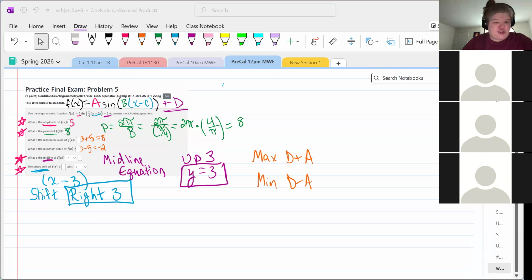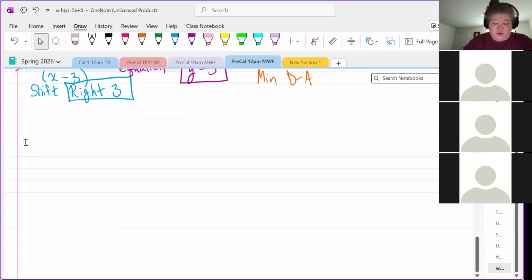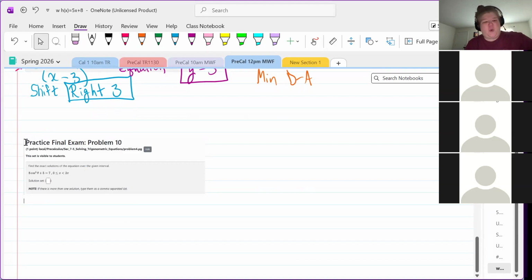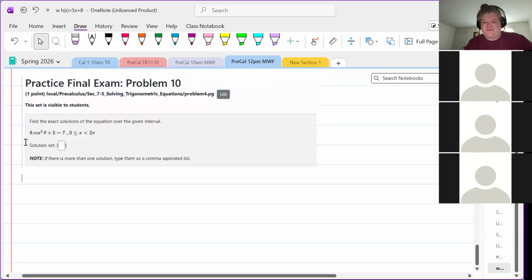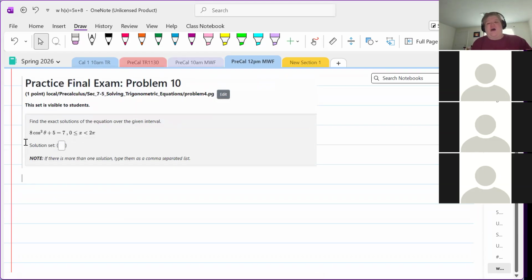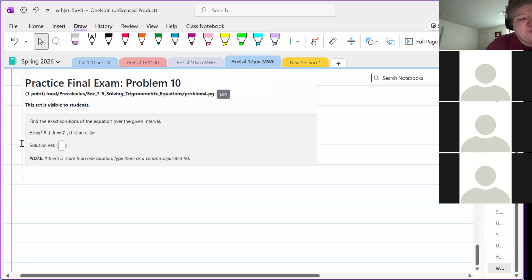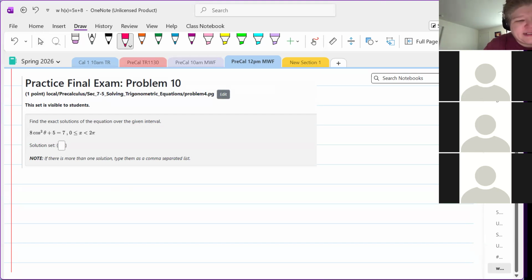So number 10 is a trig equation that we are solving. So we've got, I think, 4 different equations that I'm asking you guys to solve. So remember, solving an equation, finding the exact solutions, is just finding the values that make this equation true. So in this case, our variable is theta. So we're finding theta values that when I plug theta into this equation, the equation would work. I'd get 7 equals 7. So all of our equation solving properties and rules that we've used come into play.